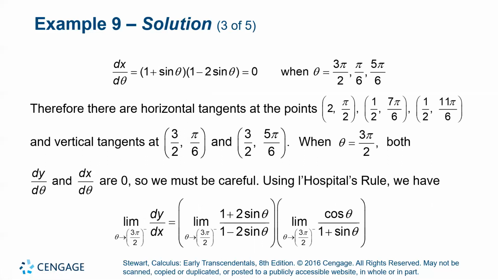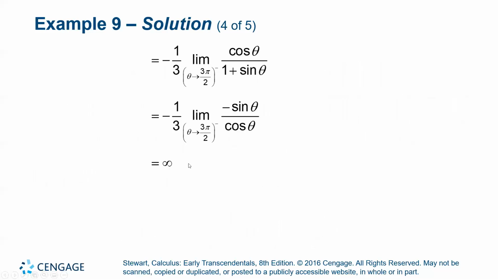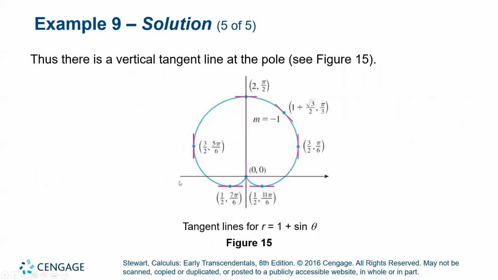So the only kicker here is when theta is 3 pi over 2, both dy d theta and dx d theta are 0. They have that theta in common for tangents. So that would create a situation where we need to use L'Hopital's rule, because we would have a 0 divided by a 0. And so using that rule, we end up with infinity, which means there is a vertical tangent at the pole itself.